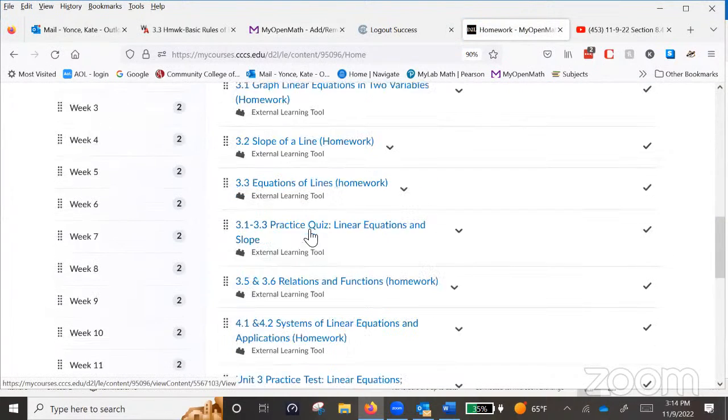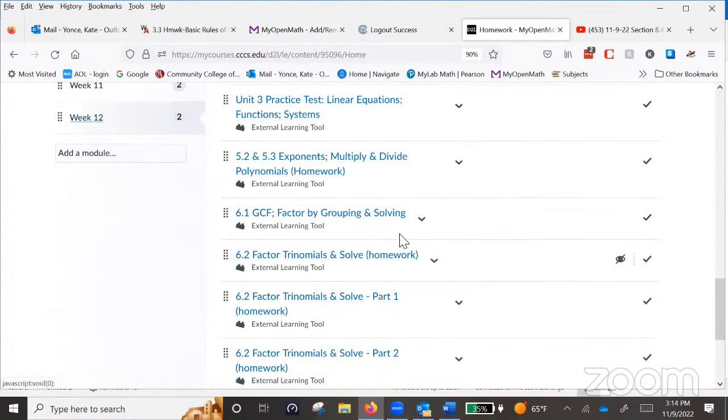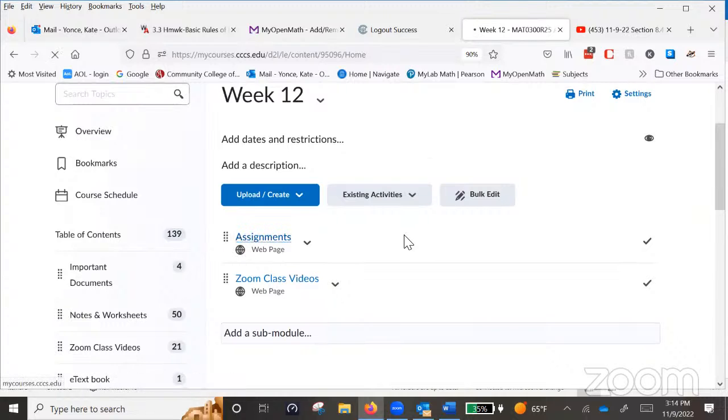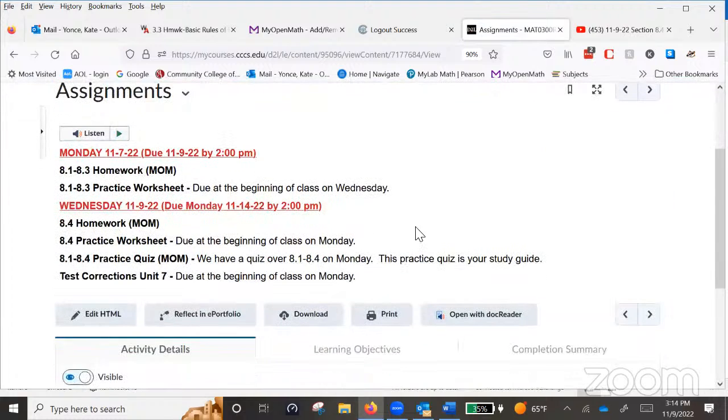So homework for the weekend. You guys are lucky you're not in the late start class. That one's grueling. 8.4. So 8.4 practice worksheet, I think you'll get that done today in class. And if you do, you can turn it into me if you want. So this, I think you'll get done.